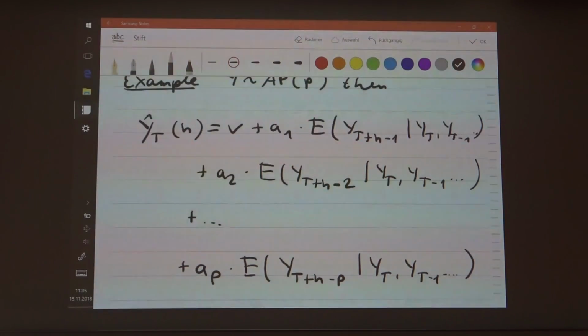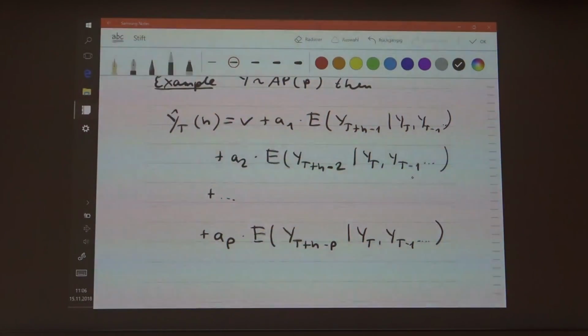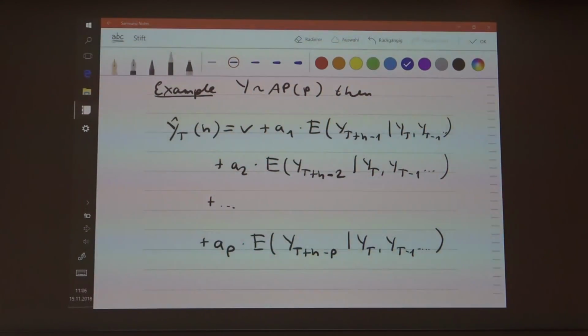Now in this expression, you can clearly see something. Look, we go back here in time. So here you have t plus h minus 1. And here you have t plus h minus 2, and so forth. And here you have t plus h minus p.